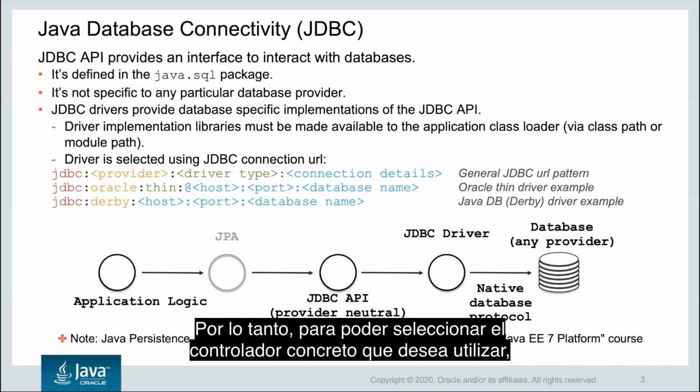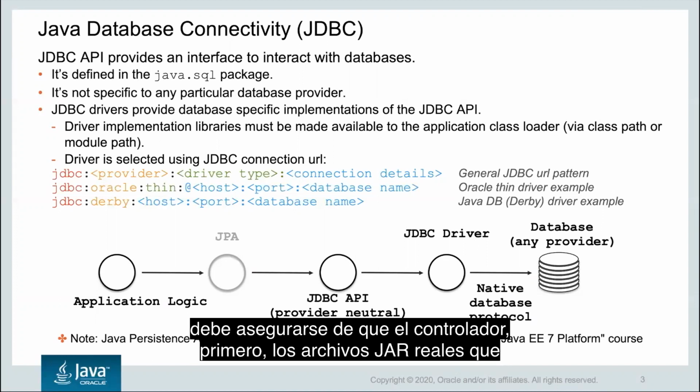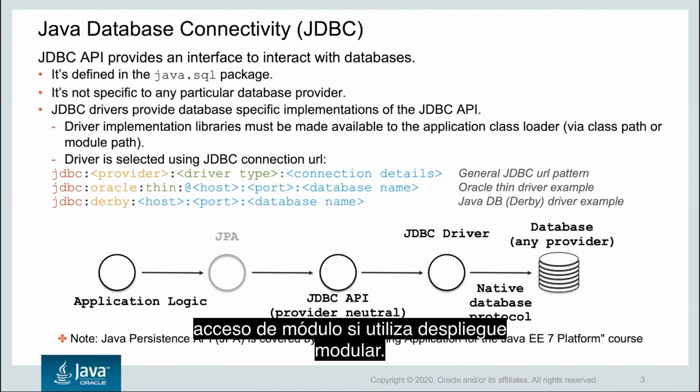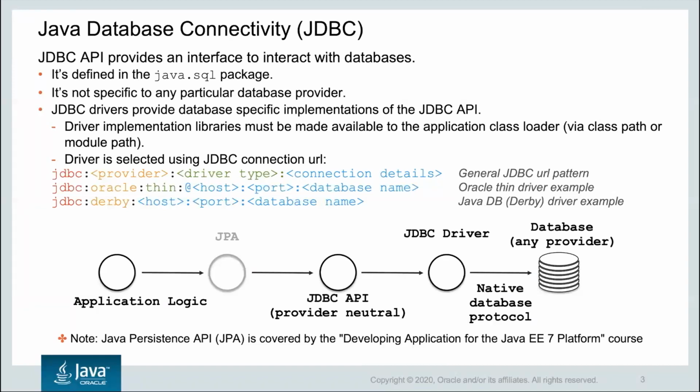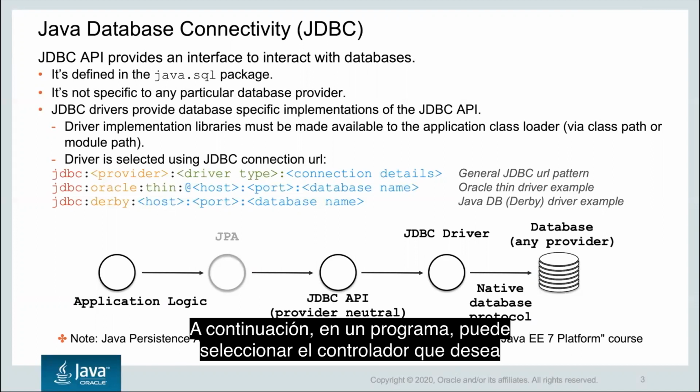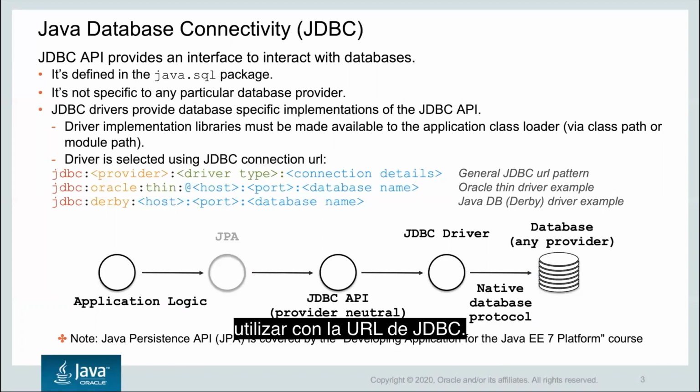So to be able to select which particular driver you'd like to use, you need to make sure, first, that the actual jar files, the archives that contain the driver, are in your class path, or module path if you use a modular deployment. You place the driver archives into the class path, and then within the program, you select which driver you would like to use by using a JDBC URL.